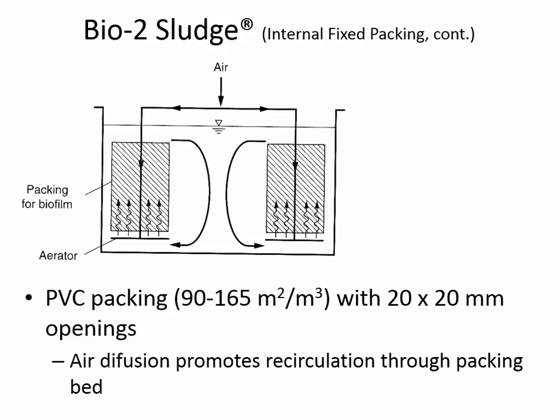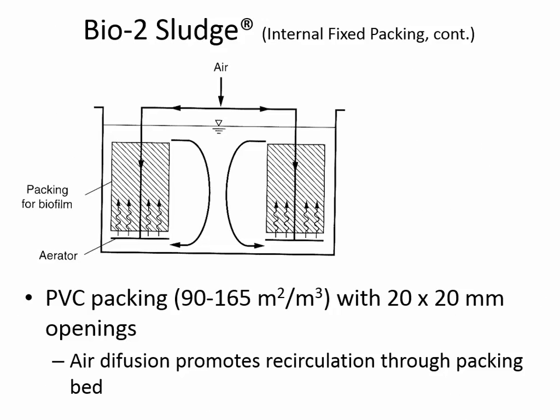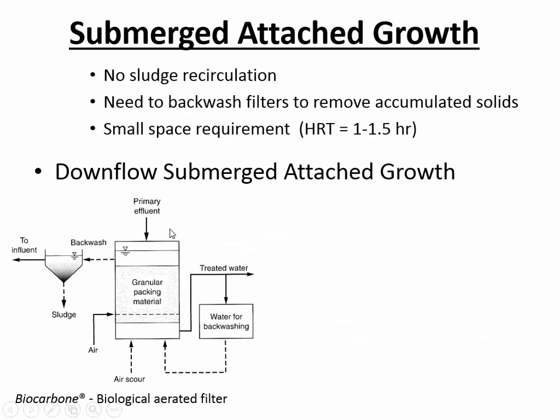There are so many different proprietary systems that do essentially the same thing. Here they were putting the filter packing into an activated sludge. Here in the Bio2 sludge system, they're doing the same thing. It's just that they're orienting them so that it's a vertical liquid movement. The aerators are at the bottom underneath the filter packing. They're saying in their proprietary system that putting the air diffusion underneath the fixed surface that the bacteria are growing on improves recirculation through the packing bed and improves the removal of BOD.